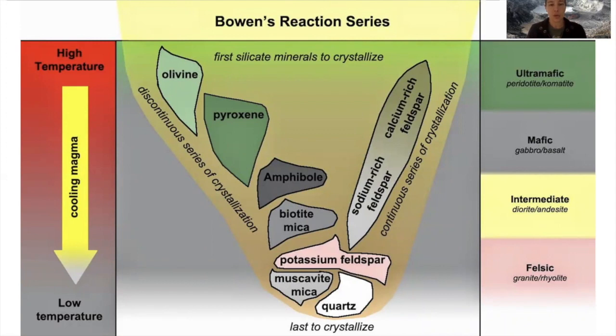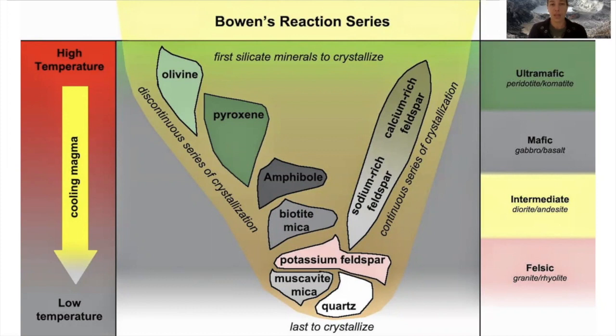This is named for Dr. Bowen, who first put together this model of silicate minerals that crystallize out of a melt. And this melt sequence is dependent primarily on temperature and secondarily on composition. You'll notice in this diagram on the left-hand side, we've got a range of temperatures going from high at the top to low towards the bottom.